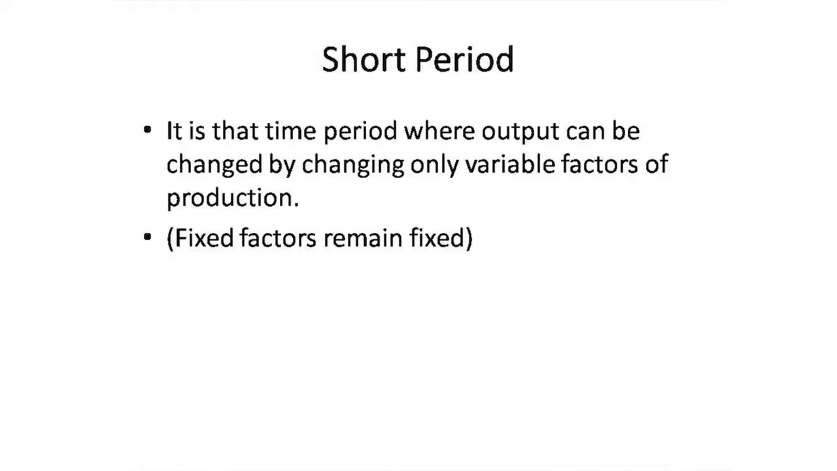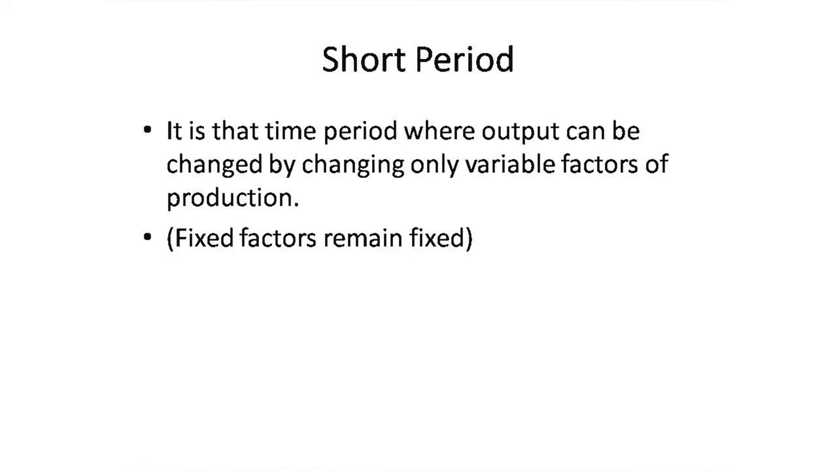Short period is that time period where output can be changed by changing only variable factors of production. Even though four factors of production are available to a producer to produce a commodity, only two factors of production become variable factors of production in the short run, that is either labor or capital. The remaining two factors of production, land and organization, remain as fixed factors of production.